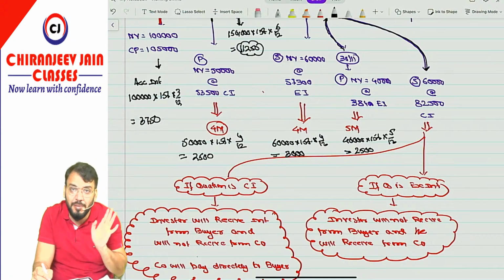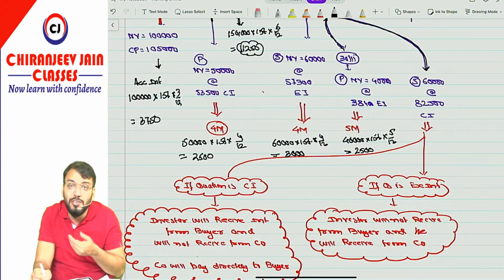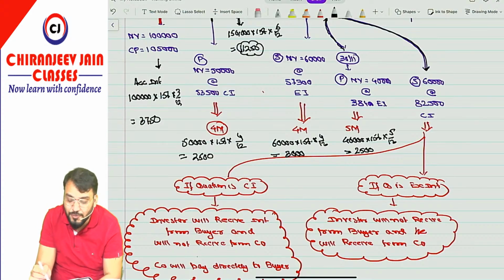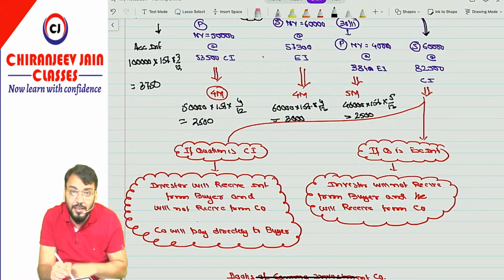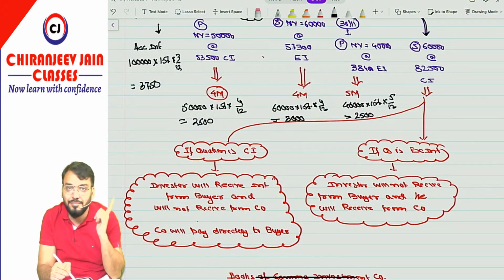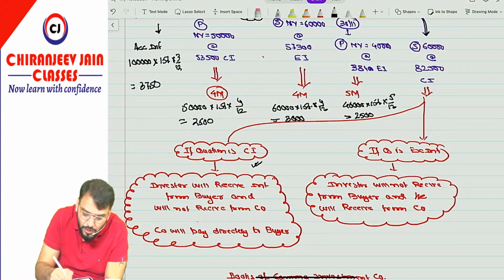That assumption will prevail. If this is ex interest, then you can assume that you will not receive from the buyer, but will directly receive from the company on this investment sold. Here the quotation is cum interest, so the investor will receive interest from the buyer and will not receive from the company. Correct. So this assumption will prevail, and we'll go as per this.